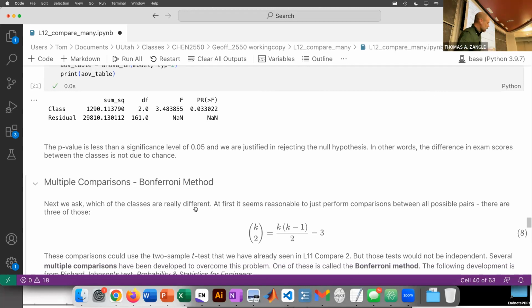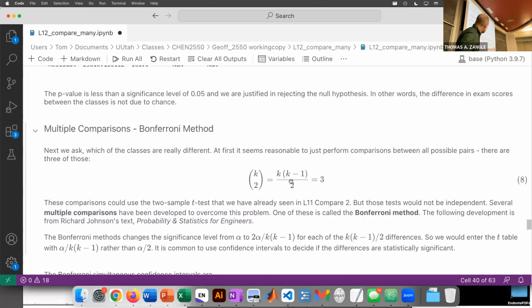Again, it may seem reasonable to just perform comparisons between all possible pairs using the methods that we've already developed, the t-tests. The fundamental problem is that the tests are not independent of one another, and we will end up essentially overconfident in our estimate of any differences between those groups. And so there are different multiple comparison methods that have been developed to solve the problems. The first one that we're going to look at is the Bonferroni method.